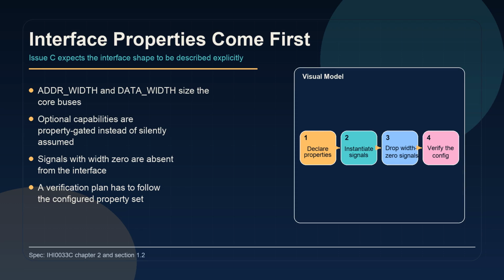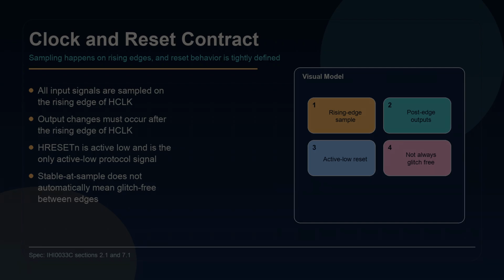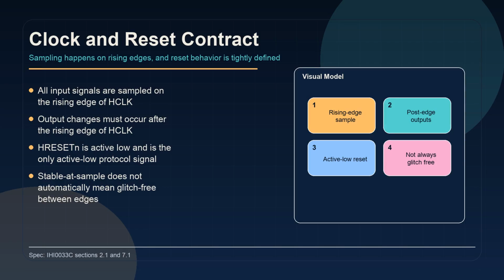Issue C makes address width, data width, and optional capabilities explicit, and signals with width 0 are simply absent. That means your RTL and your verification environment both have to track the configured interface instead of assuming one universal signal list. The clock and reset contract is a real design rule, not background text.